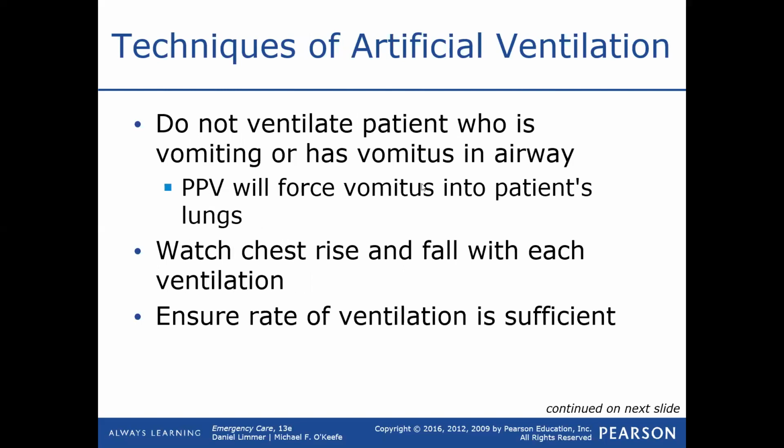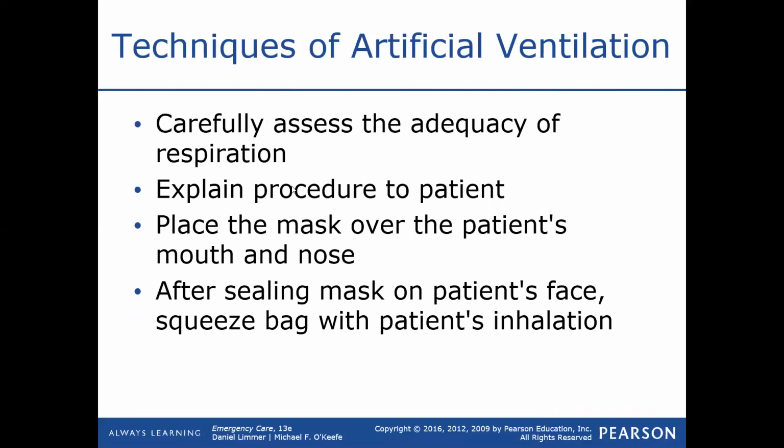Okay. Techniques. Do not ventilate a patient who is vomiting or has vomit in the airway. Okay. We got to suction that out first. We don't want to push the vomit into their lungs. Okay. Watch out for chest rise and fall with each ventilation and ensure the rate is sufficient. All right, carefully assess the adequacy of respirations, which you'll learn how to do. We're watching for good chest rise and fall on these patients.